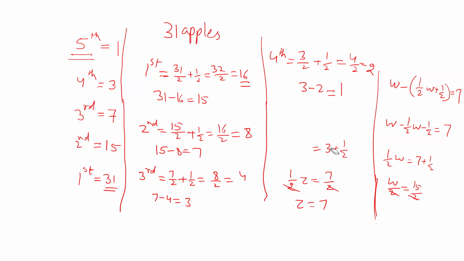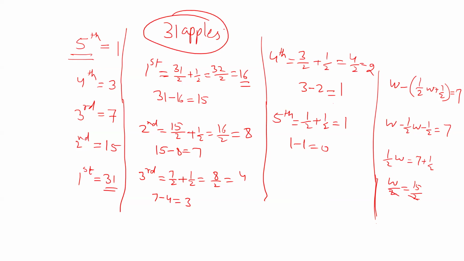And to the fifth customer, he gave 1 by 2 of 1 plus half more. That is 1 apple. And 1 minus 1 is 0. So he had no apples left with him after the fifth customer. So initially he had 31 apples.